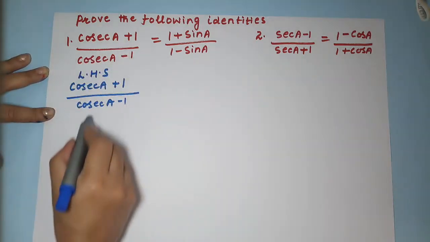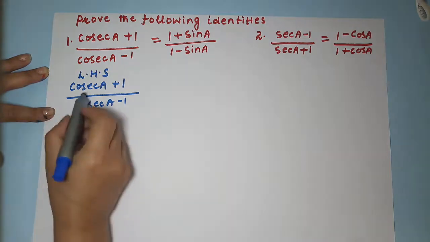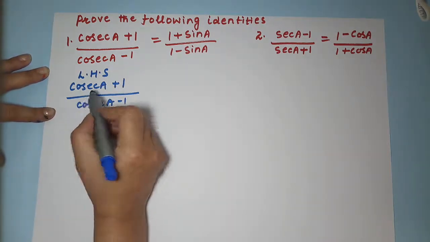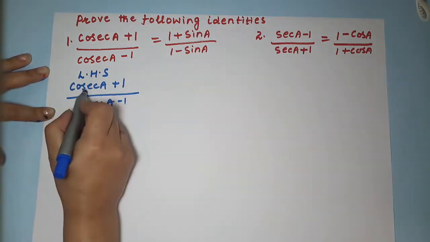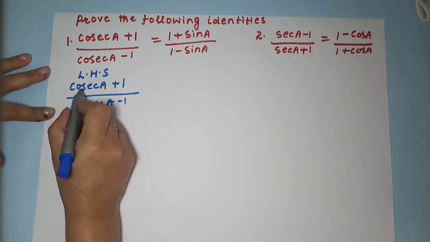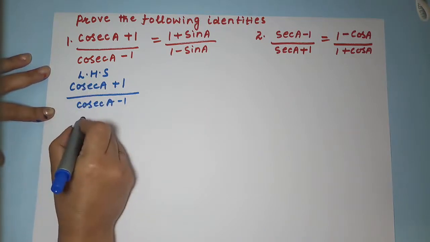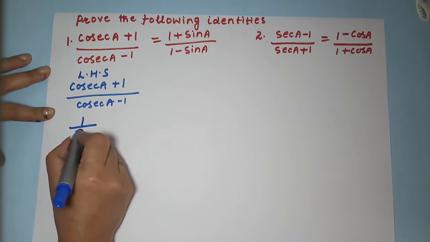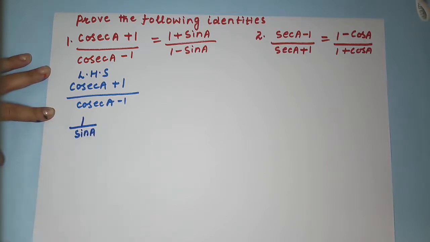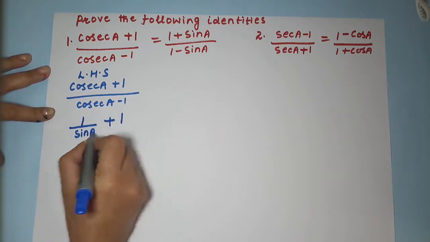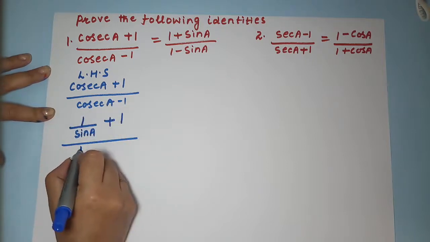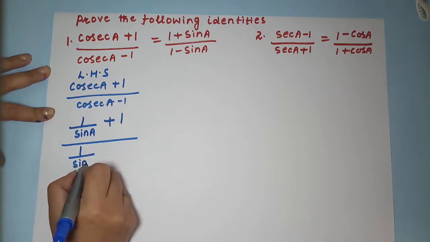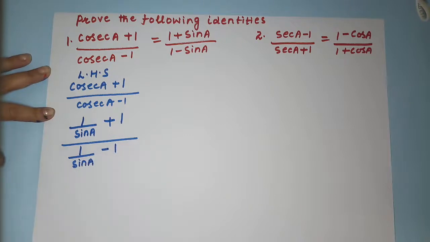Now I have written my left hand side clearly. So I will try to convert this into sine and cos. Now cosec can be converted into sine. How? I can write cosec A as 1 by sine A because sine A is the reciprocal of cosec A, plus 1 upon cosec A is 1 by sine A minus 1. Now here I can take sine A as LCM.